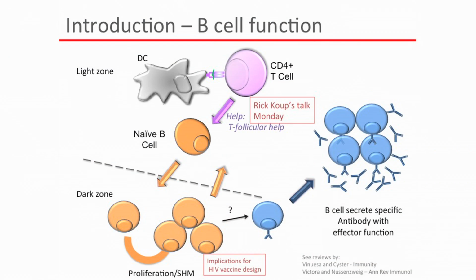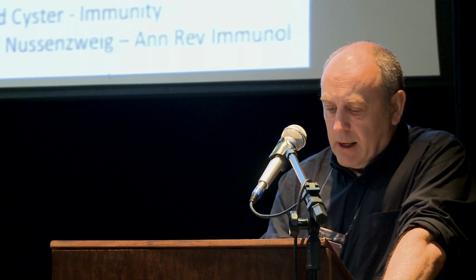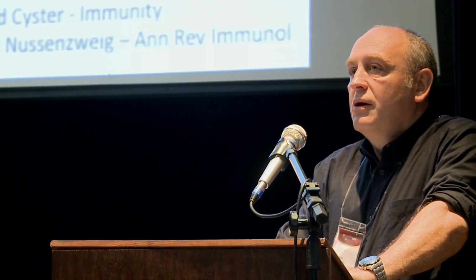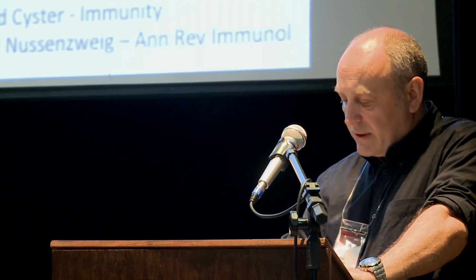We don't know what the signal is, but eventually the B cell can move back into the light zone, get more help from CD4 T cells, and this can go on a number of times. But we don't actually know what the signal is that would move the B cell out of the lymph node and into the periphery, where it starts doing its job of secreting antibodies with effector functions. If you're interested in this, see reviews by Jason Sister, and also two very smart Brazilian people, Gabriel Victora and Michel Nussenzweig. If you need to know more about the CD4 T cells, I think Rick Koup is going to address this on Monday. He has a very interesting story looking at the CD4 T cells within the lymph node.